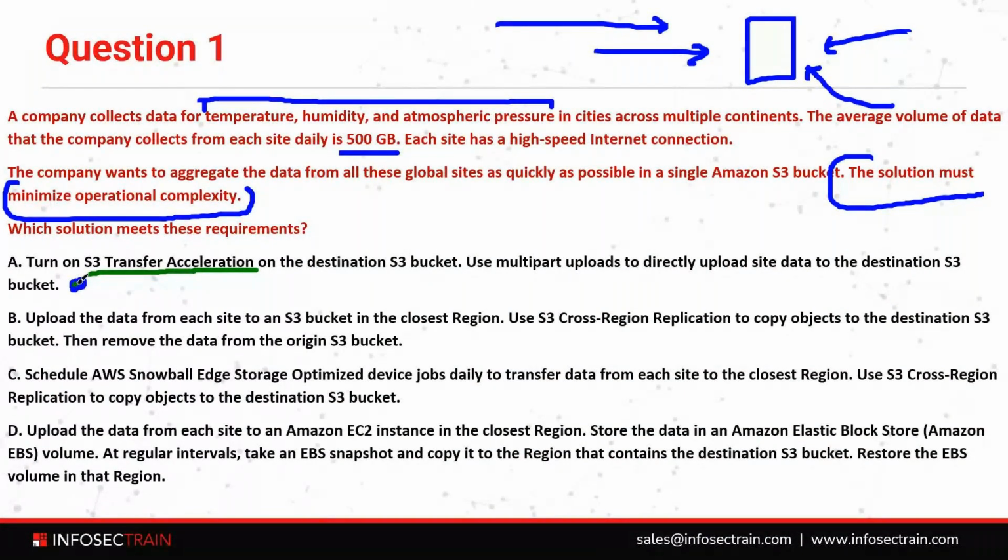Let's explore the other options, because that's the best practice whenever you're dealing with AWS or any other cloud. The second option says upload the data from each site to an S3 bucket in the closest region and use S3 replication. Again, this will add additional costs. You're creating multiple buckets and then eventually going to the central one. So not this one. Next, schedule AWS Snowball Edge Storage Optimized.